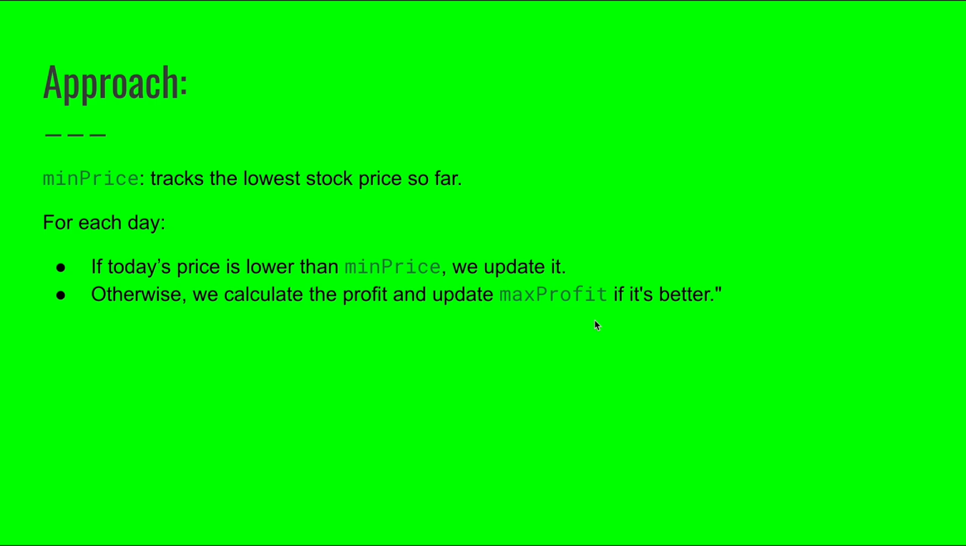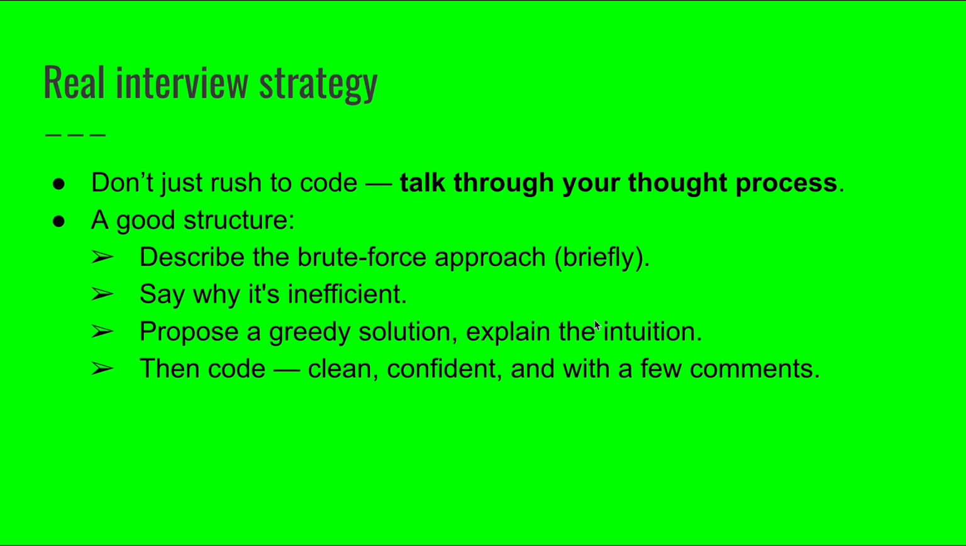So the approach will be: we'll track the lowest price so far. If the price is the minimum, we'll update the min price, otherwise we calculate the profit and then update the max profit, right? So propose a greedy solution, explain the intuition, and then code, clean and confident, with a few comments. You have to write some comments also.